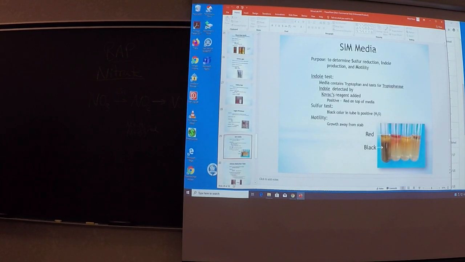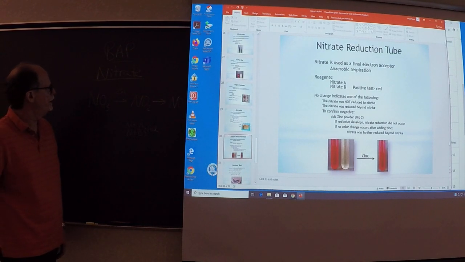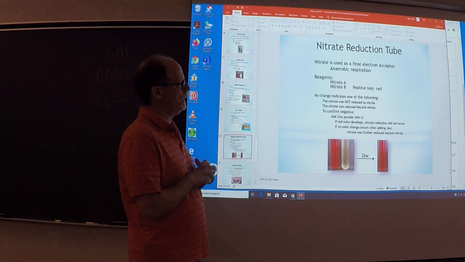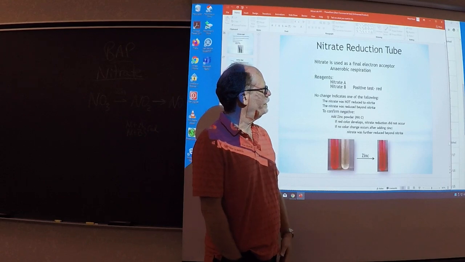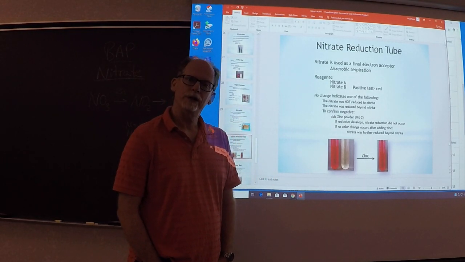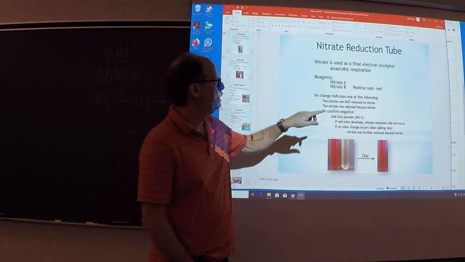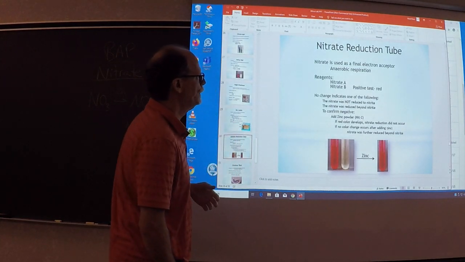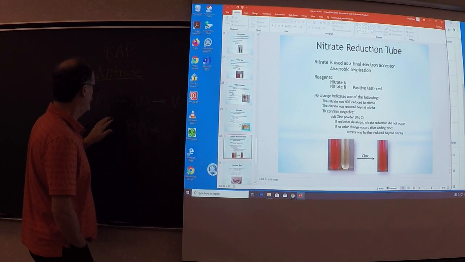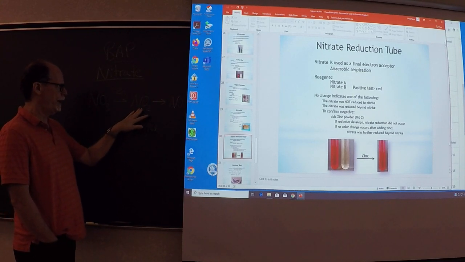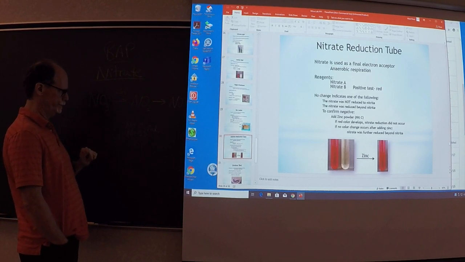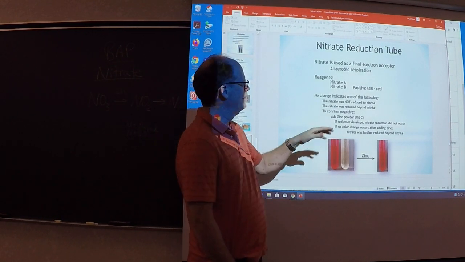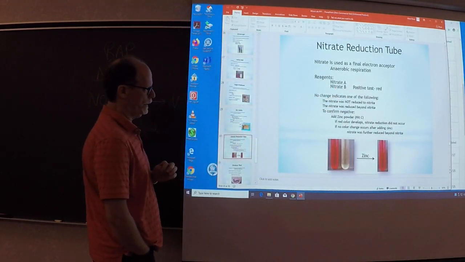Now nitrate, this one is a little bit complicated. In the purpose, nitrate is used as the final electron acceptor. If they're using it as the final electron acceptor, then they're using anaerobic respiration as opposed to aerobic. This is nitrate, and it goes to nitrite if they do. So the test is pretty straightforward. You take this tube, they grow in it, and you add nitrate A and nitrate B.